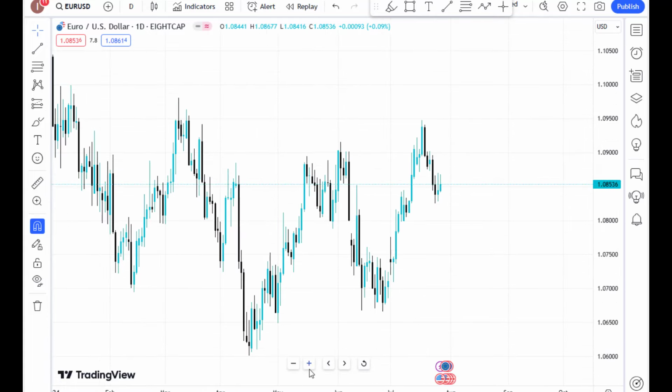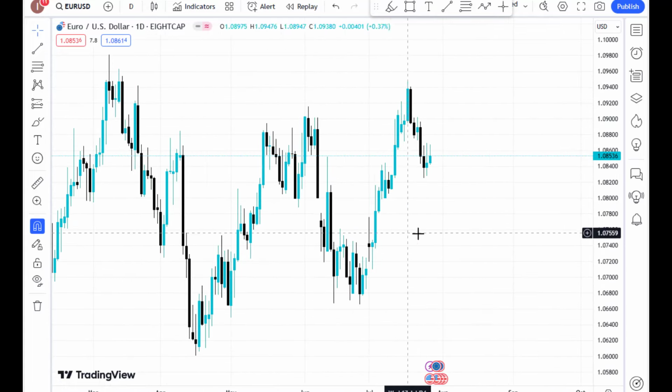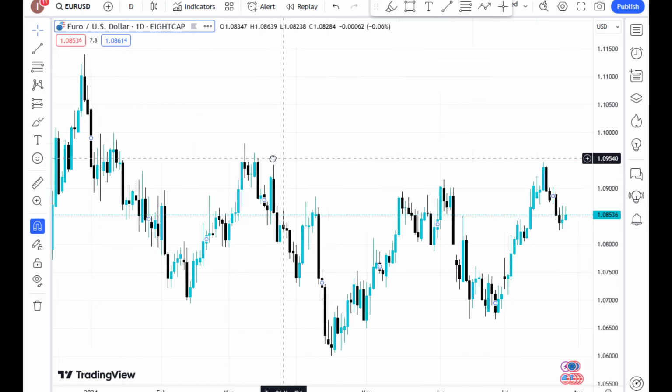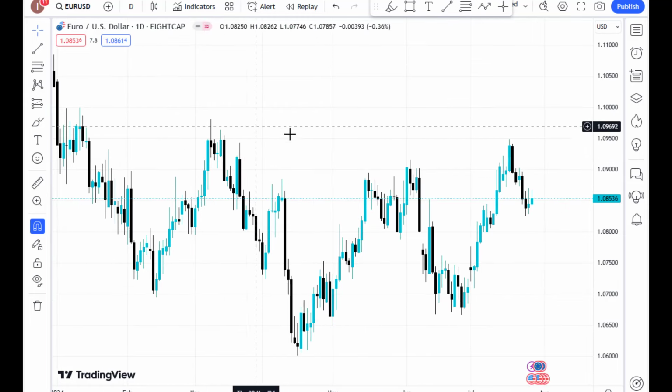So what do we have for euro US dollar this week? Okay, now this is the daily. We start our analysis from the daily time frame. We identify our rejection zone, our key levels here.